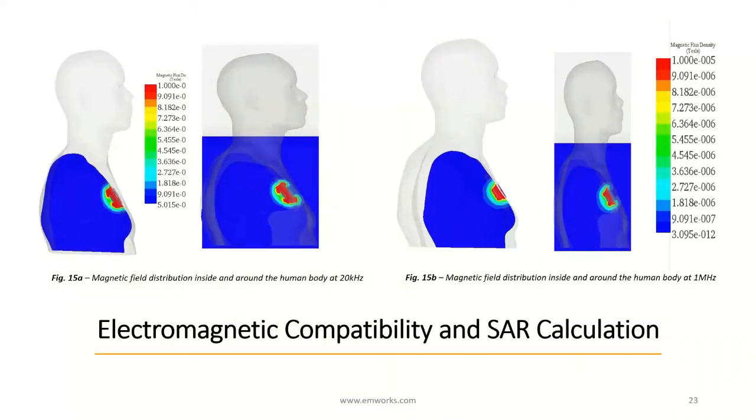The human body has very low conductivity, but it increases with the frequency. The simulations were performed at two resonant frequencies, which are 20 kHz and 1 MHz. Figures 15A and 15B show the magnetic field distribution inside and around the human body. It can be noticed that the field is stronger and covers a larger area at the frequency of 1 MHz.